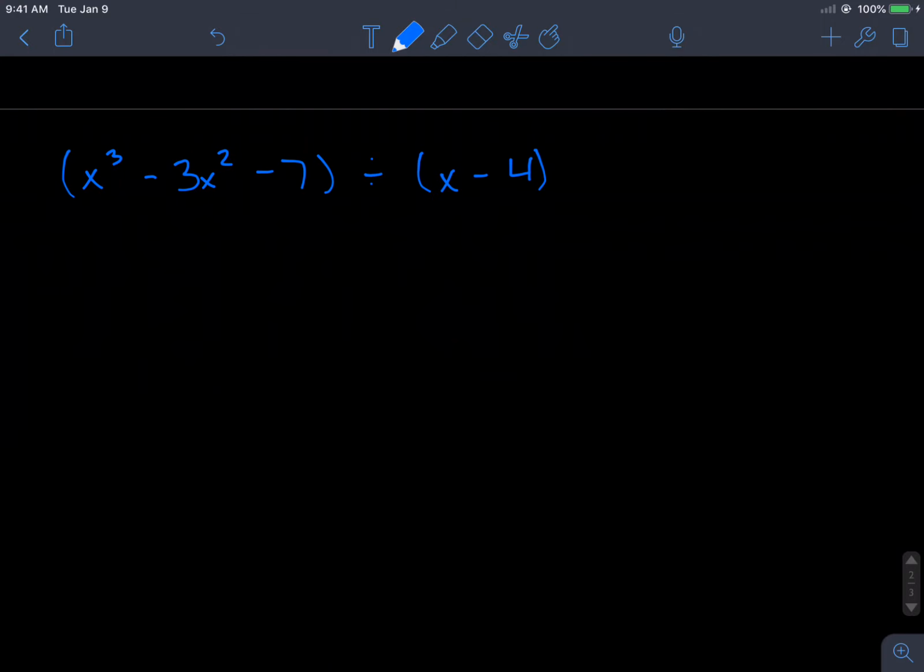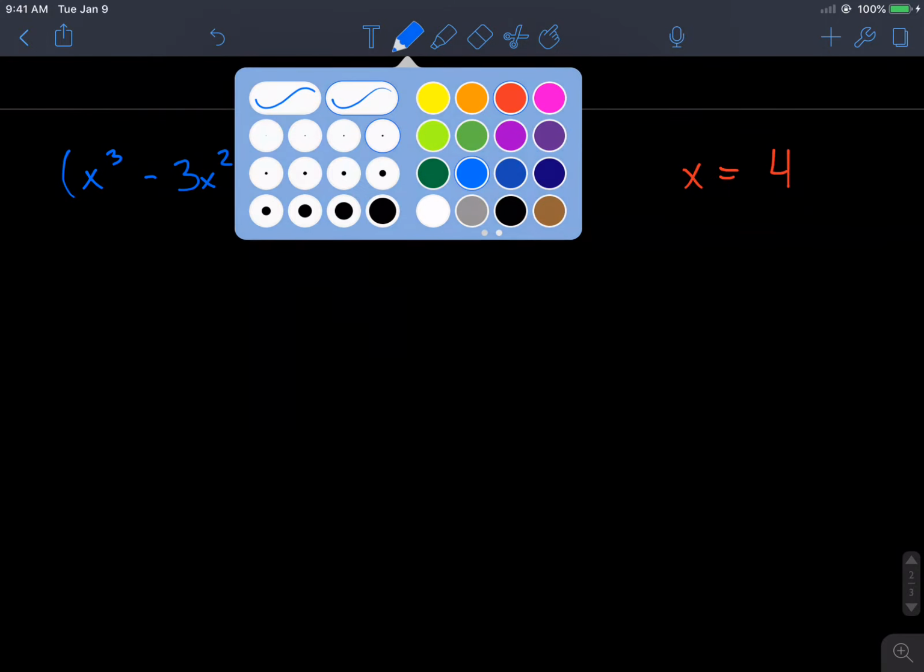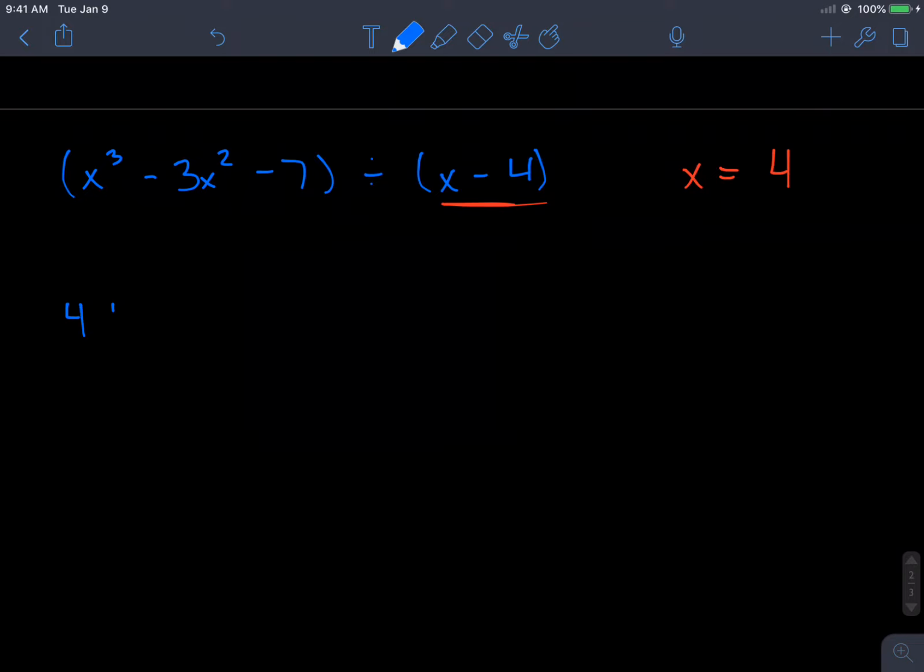So here we have x cubed minus 3x squared minus 7 divided by x minus 4. Again, what's the 0 that goes with x minus 4? The 0 with that is a 4. So that's what we're going to use in our synthetic division. So we're going to have 4 here. And then we have 1x cubed minus 3x squared. And again, we're missing the x term, and we need to hold that spot. So we need 0x minus 7.